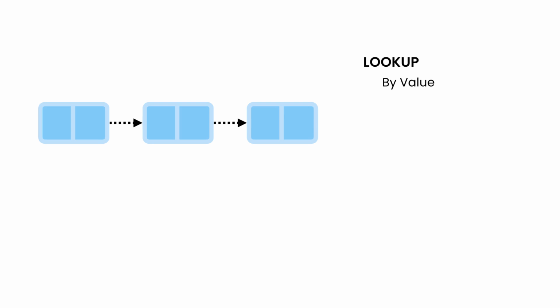What is the runtime complexity here? It's O of n, because the value that we are looking for may be stored in the last node. That is our worst case scenario, right? What about looking up by index?